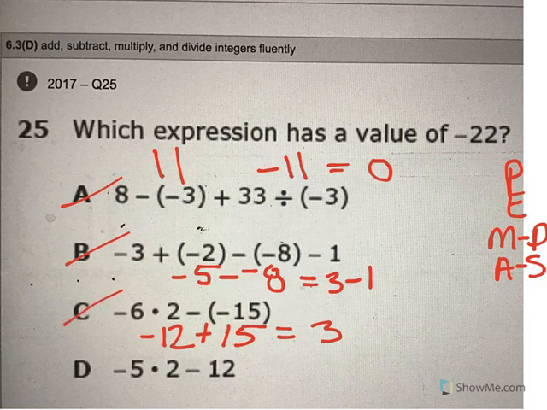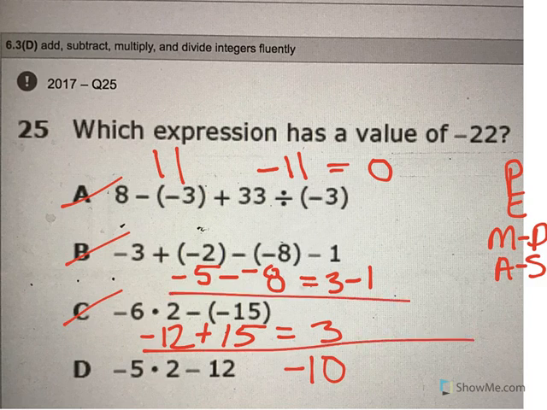So let's look at D. So I have multiplication and subtraction. What's negative 5 times 2? Well, 5 times 2 is 10. And a negative times a positive is negative, so it's negative 10. And then I'm going to subtract 12. Well, if they're both negative, what do you do? You add them up, and your answer is negative. 10 plus 12 is 22. And since they're both negative, your answer is negative 22. So that is our answer. The answer is D.